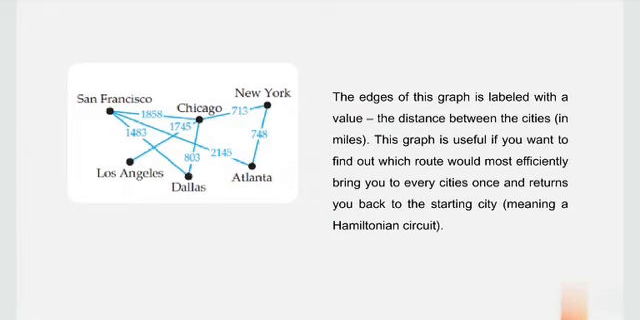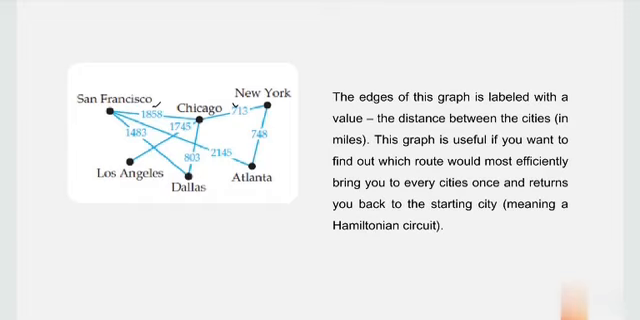The vertices are labeled with cities or states in the U.S. So, San Francisco, Chicago, New York, and so on. There's a little modification here. You will notice that the edges are labeled with values or numbers. For example, the edge between Chicago and New York is labeled with 713. This value actually pertains to the distance between these cities.